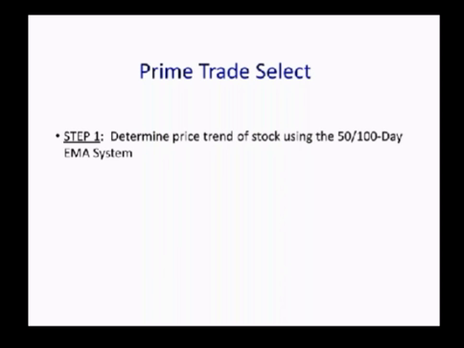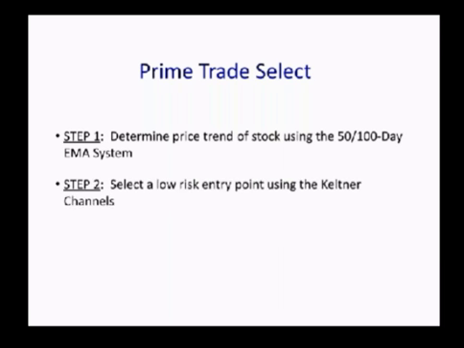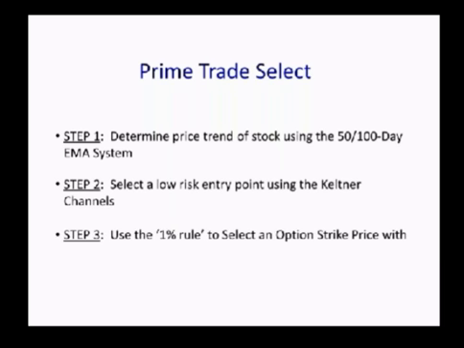And step 1 in Prime Trade Select, and we're talking about now our process for selecting directional trades, the first step is to determine the price trend of a stock using the 50 and 100-day exponential moving average system. And then step 2 is we select a low-risk entry point using the Keltner channels, and I'll show you some examples of that. And step 3 is we use what we call the 1% rule to select the option strike price with a high probability of success.